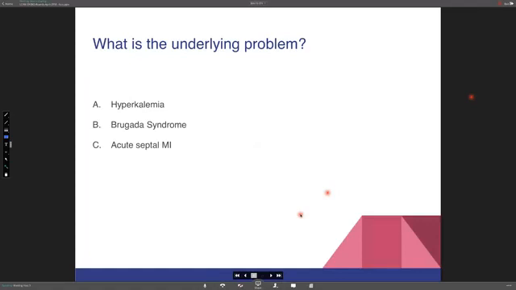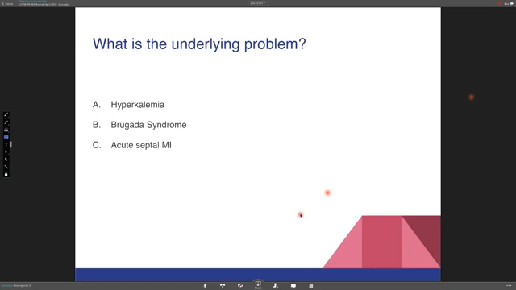Yes, this one here. So what's the underlying problem for this EKG? A is hyperkalemia, B is Brugada syndrome, C is acute septal MI. So please try to remember those because we're not going to go back to the slide. I should put acute septal MI as A, to remember it easily, Khalid. So hyperkalemia A, Brugada syndrome B, acute septal MI C, please enter your answers.